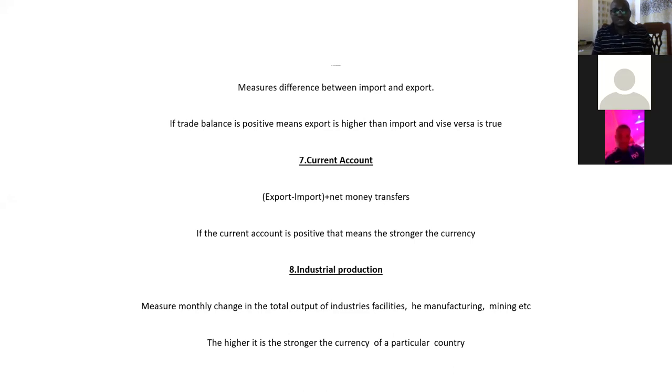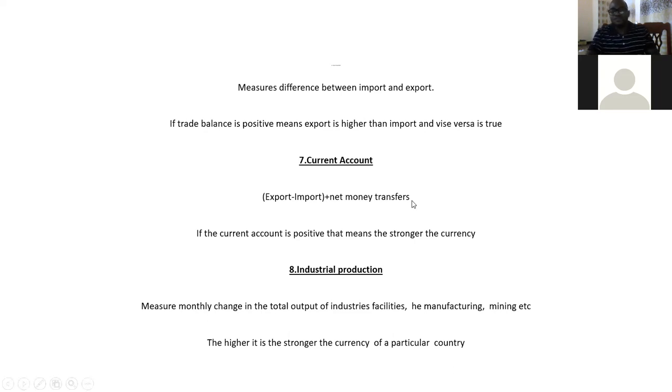Current account, number seven. How do we get the current account? We understand the current account data by taking the summation of the difference between export and import, and net money transfer. You see, this involves some numbers here, mathematics. I will not go deeper into that, but if the current account is positive, that means a stronger economy.